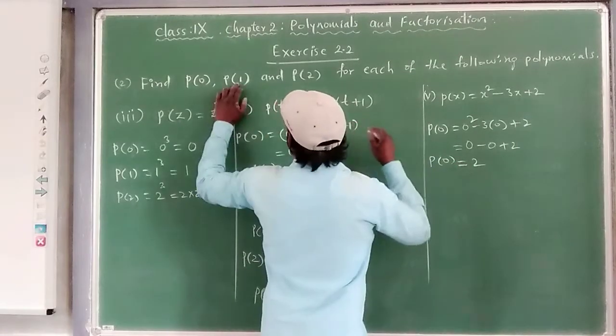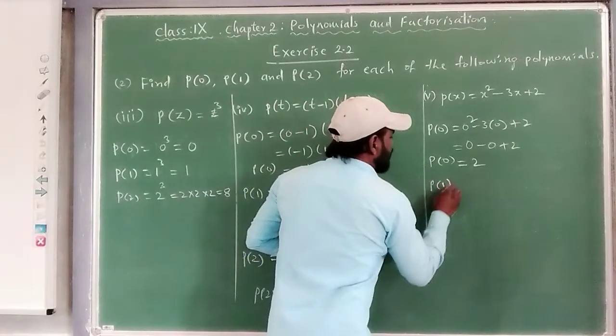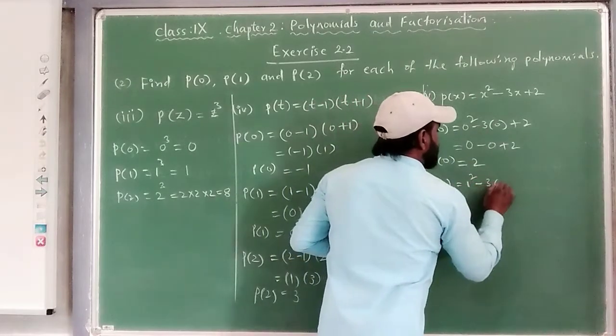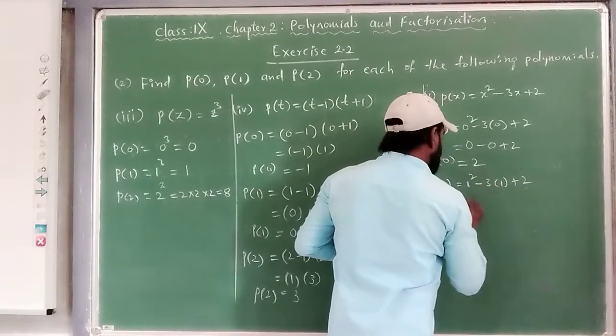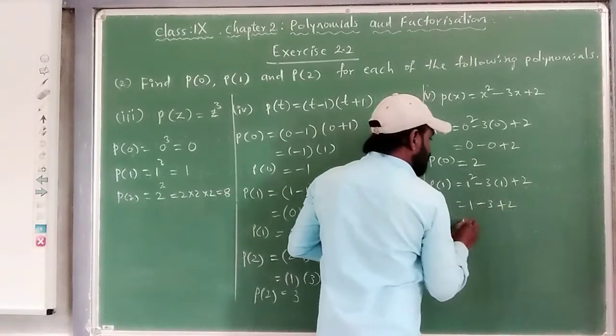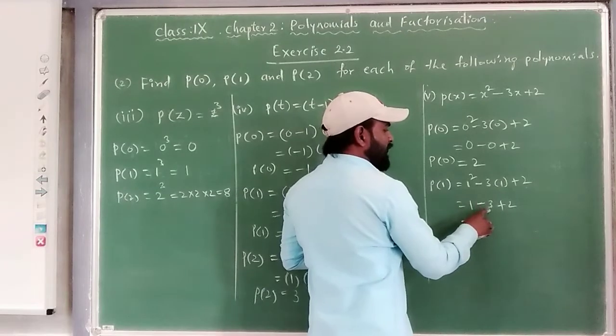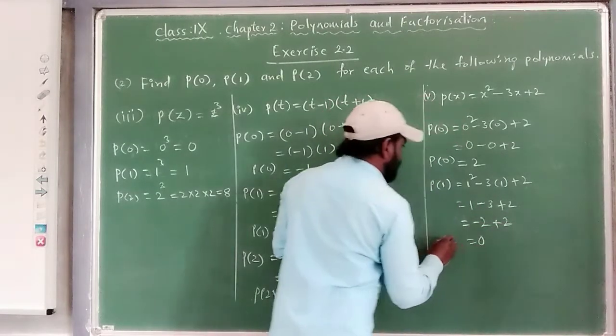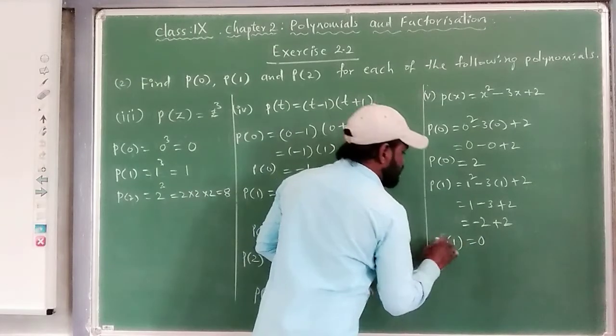Next, P of 1. So 1 square minus 3 into 1 plus 2. 1 square is 1, minus 3 into 1 is 3, plus 2. So here 1 minus 3 is minus 2, plus 2. Minus 2 plus 2 is 0. So P of 1 we have got as 0.